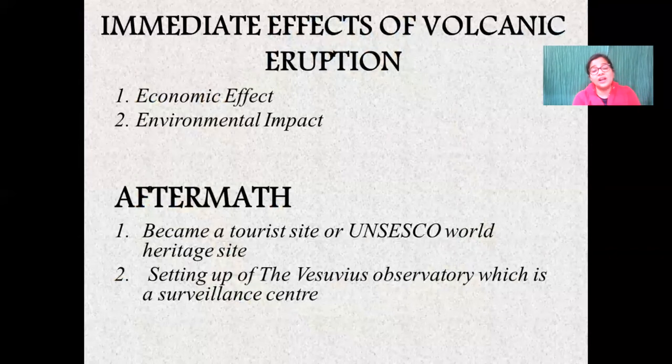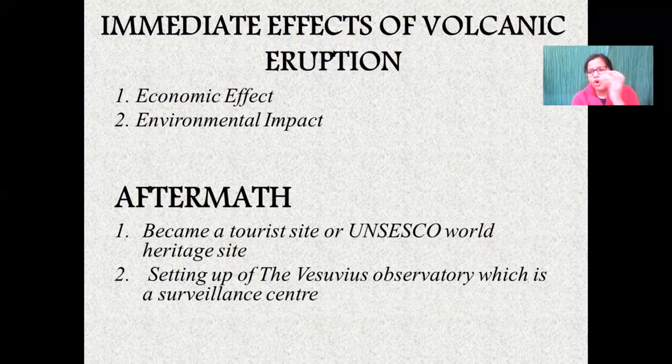So what were the immediate effects of this volcanic eruption? Obviously, the economic effect was that there was a loss of huge life and property. The agricultural fields were totally smeared with the ashes, the cinders and the volcanic bombs, primarily with the cinders and the volcanic bombs, because they are much heavier than the ash.